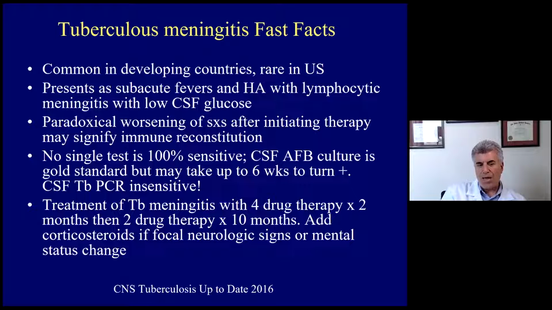And the treatment of TB meningitis is with 4-drug therapy, the RIPE regimen, rifampin, INH, pyrazinamide, and ethambutol for 2 months, and then 2-drug therapy, INH and rifampin for 10 months. Of course, this assumes that you don't have drug-resistant virus. And you add corticosteroids if there's focal neurologic signs or mental status change. And in this case, we gave both the RIPE regimen and steroids at the same time. And that was empiric. So remember, there was a period of time when there were a number of people, in fact, some of the neurologists thought that this was going to be neurosarcoidosis and not tuberculosis.